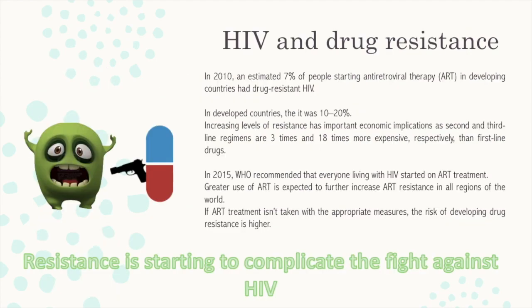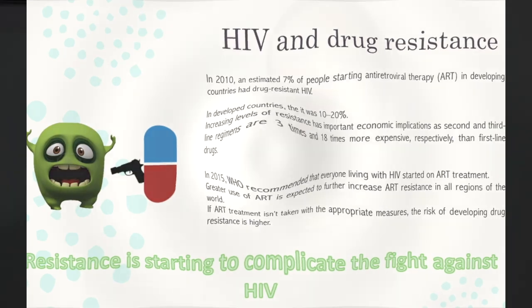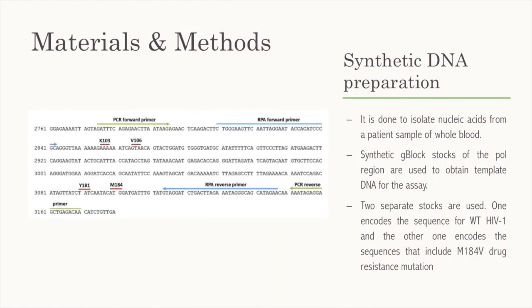HIV and drug resistance. In 2010, an estimated 7% of people starting antiretroviral therapy (ART) in developing countries had drug-resistant HIV. In developed countries, it was from 10 to 20%. Increasing levels of resistance has important economic implications as second and third-line regimens are 3 times and 18 times more expensive, respectively, than first-line drugs. The objective of this article was to see whether drug-resistant HIV paper-based detection can be made by oligonucleotide ligation assay or recombinase polymerase assay. Materials and methods.